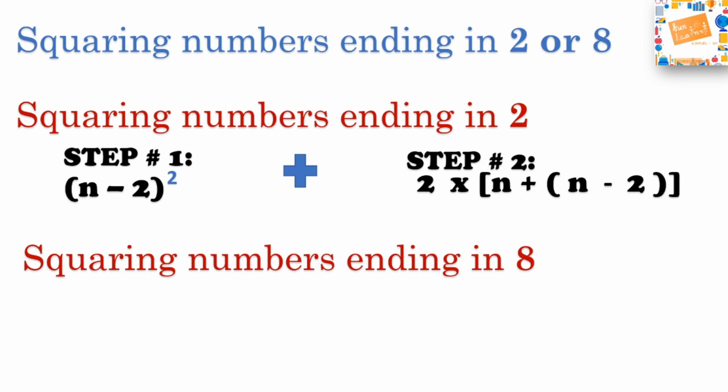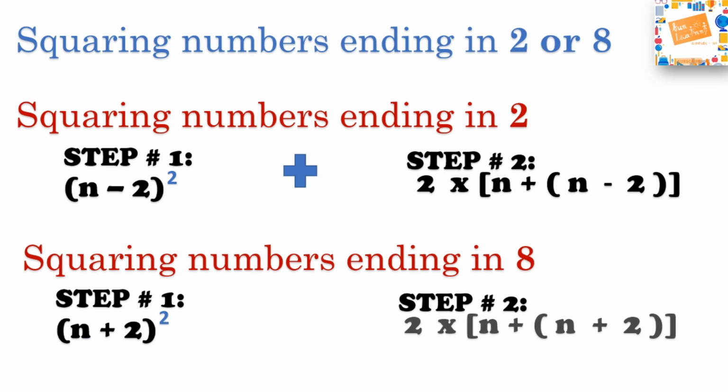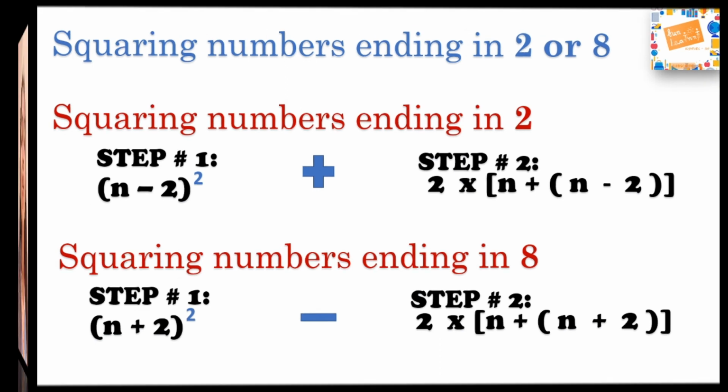Whereas squaring the numbers ending in 8 would be, the step 1 would be n plus 2 to reach its nearest 10 and then squaring it. The step 2 will be doubling the sum of n and n plus 2, that is 8 and its closest 10 that we can reach by adding 2. And then we subtract them to get the answer of squares ending in 8. Wasn't this a great tip to remember to do the squares for 2 and 8?